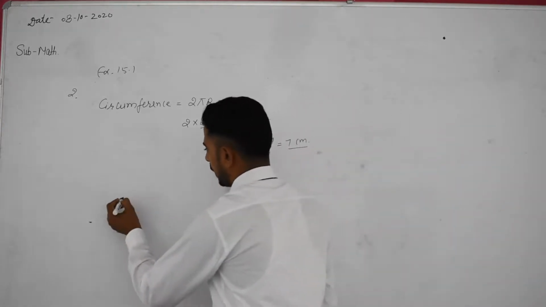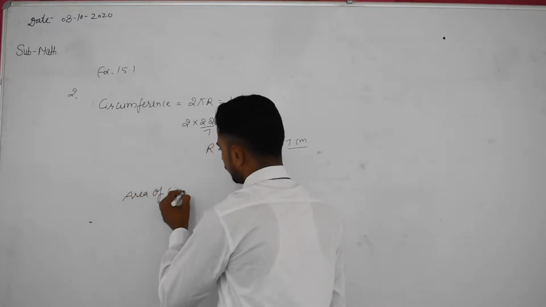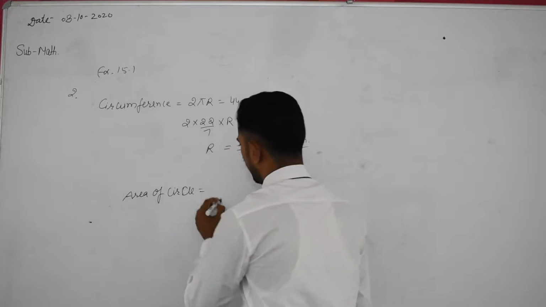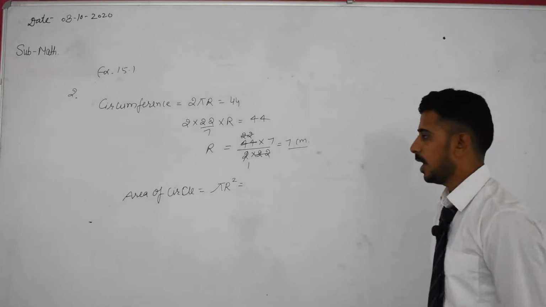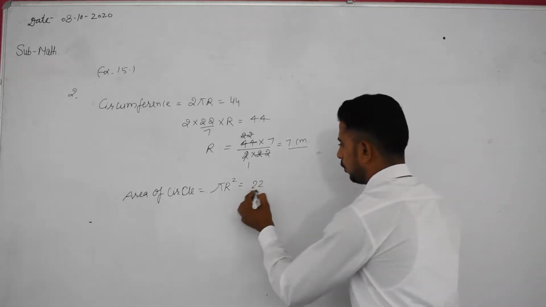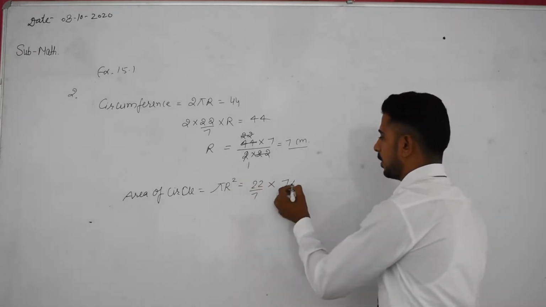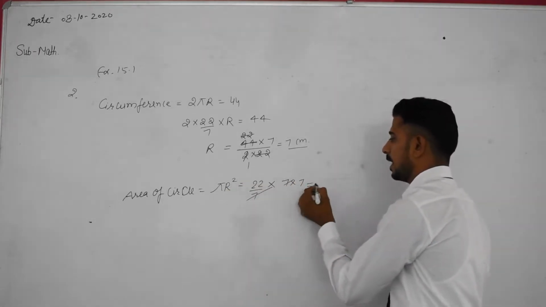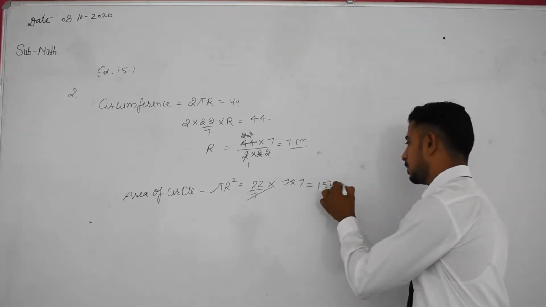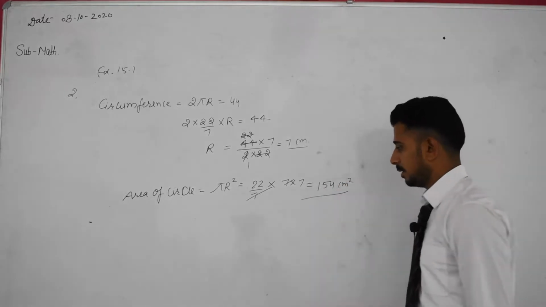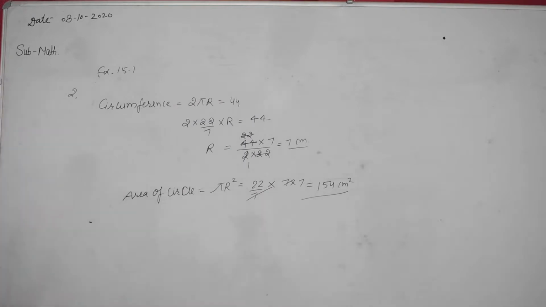Okay, now we can find the area of circle. Area of circle is equal to pi r square. Pi means 22 upon 7 into r. R means radius 7 and square of 7 is 7 into 7. 7 and 7 cancel. Value is 22 7s are 154 square centimeter. This is the answer of question number 2. Now next question number 3.